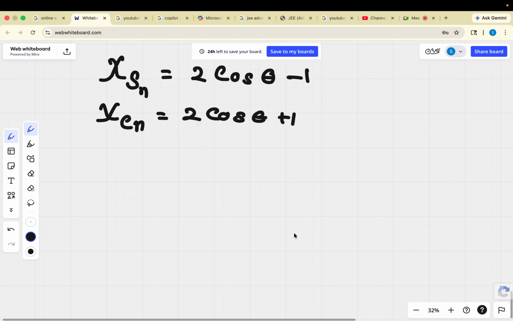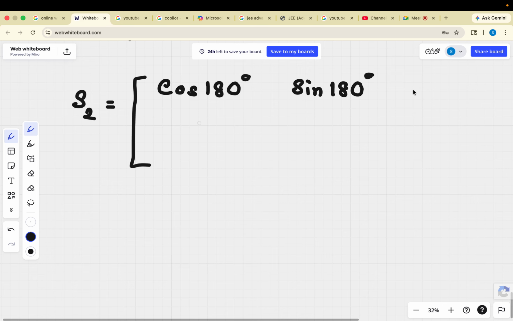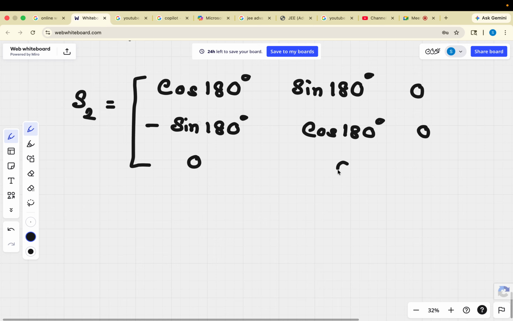So now suppose I want to find out for S2. For S2, what will be the matrix? The n value is 2, so that means the theta value will be 180 degrees. So put the value here: cos 180 degrees, then you will get sin 180 degrees, 0. Next you will have minus sin 180 degrees, then cos 180 degrees, 0. And lastly you will get 0, 0, minus 1. Not 0, 0, 1, but 0, 0, minus 1.